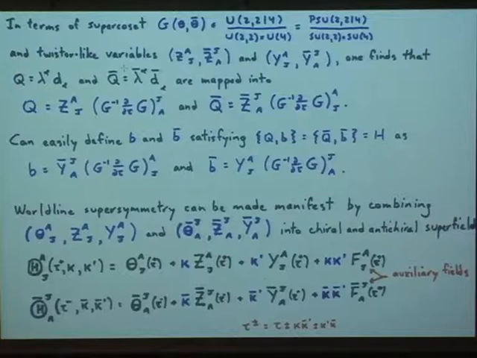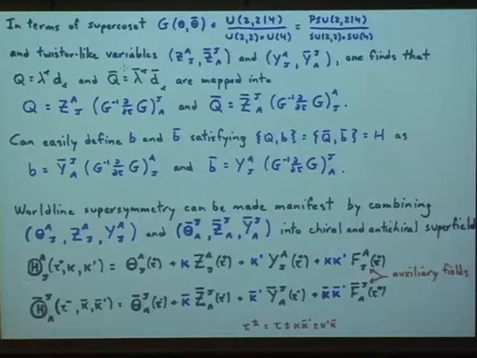Now, Q and Q bar naturally have a counterpart, B and B bar, which is just obtained by replacing Z and Z bar with Y and Y bar. And it's straightforward to show that these satisfy the world line supersymmetry anti-commutation relations. So this is very simple. And in fact, world line supersymmetry can be easily made manifest by combining the thetas and theta bars with the Y's and Z's into these chiral and antichiral superfields on the world line.